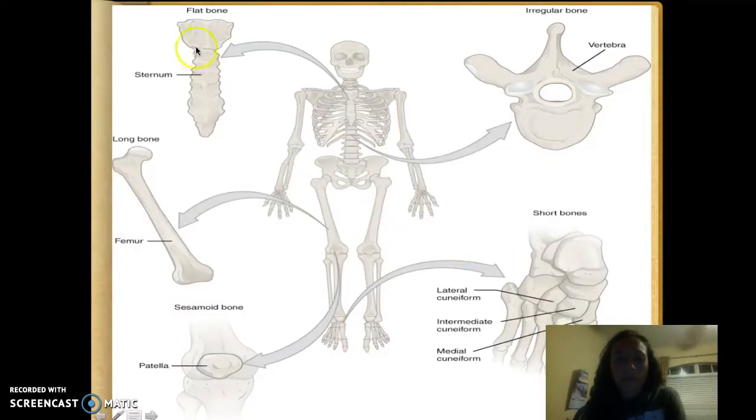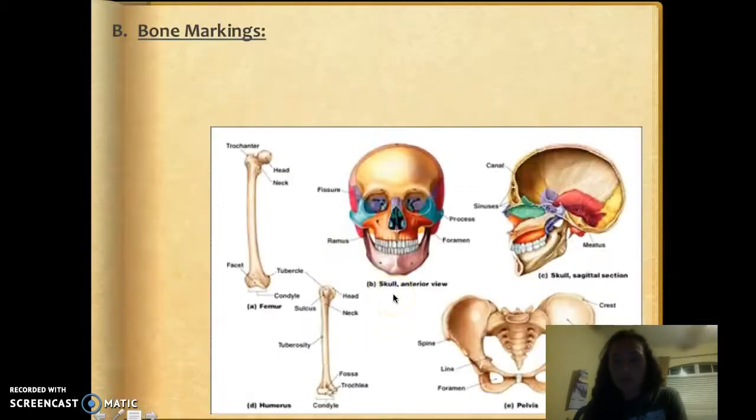Here's another example. You can see the flat bone, the irregular, and the short bones, which are normally going to be the cuneiforms, which are a part of the tarsals, the patella, which is the sesamoid bone, and the long bone, which is a femur. It's a good example. Pretty much anything in the legs and the arms.